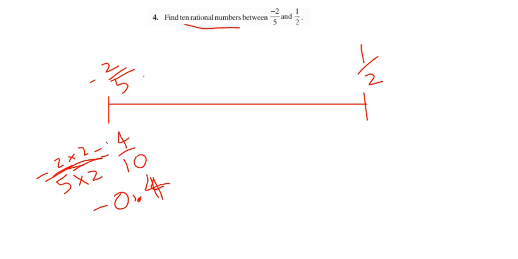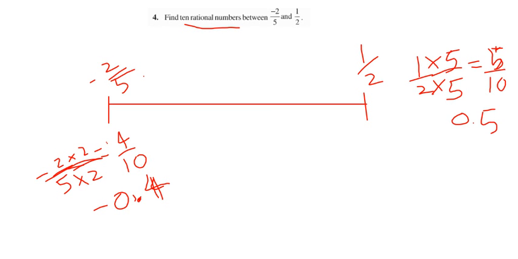So 1/2, if you multiply 5 on both numerator and denominator, then it becomes 5 divided by 10. So that means 0.5. So we have to find 10 rational numbers. So now this is minus 0.4 and this is plus 0.5.